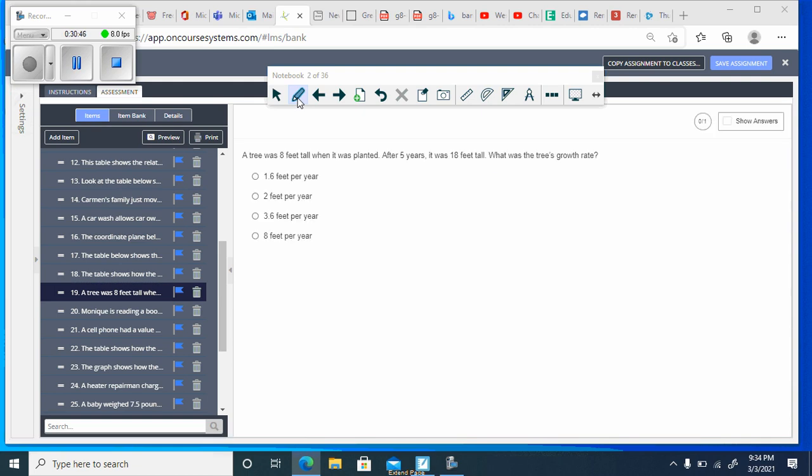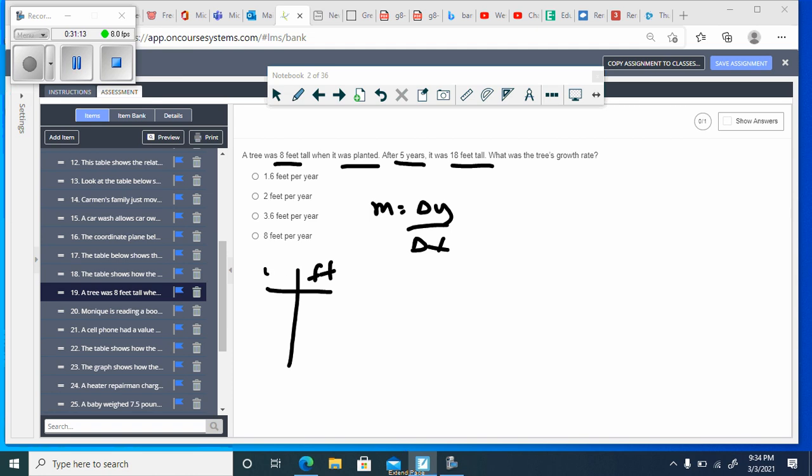A tree was 8 feet tall when it was planted. Okay, so 8 feet tall when it was planted. After 5 years, it's 18 feet tall. What was the tree's growth rate? Okay, your growth rate is your m. That's your change in y over change in x. Growth rate's feet per year. So what we want is our y to be feet and our x to be years.